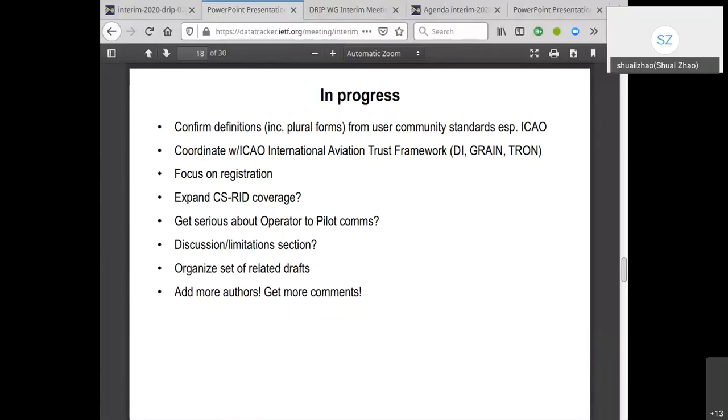We can do either way, right? But with the USS involvement, it'd be much better. If all you have is the broadcast RID messages, you will not know how to contact the pilot. That would require going to the registry, saying, here is this UAS ID. Can you please tell me who the pilot is? Give me information about the pilot.